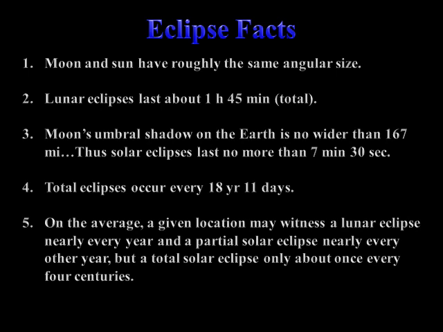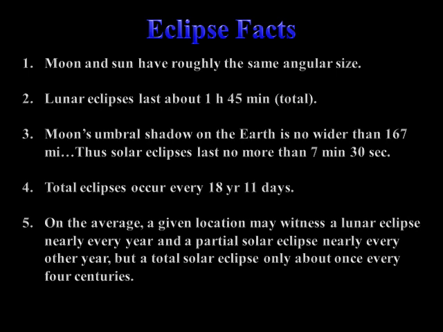The moon's umbral shadow on the Earth, however, is only about 167 miles wide. Thus, solar eclipses last no more than 7 minutes and 30 seconds. So you have to be prepared for that, because it's going to be a relatively short event.